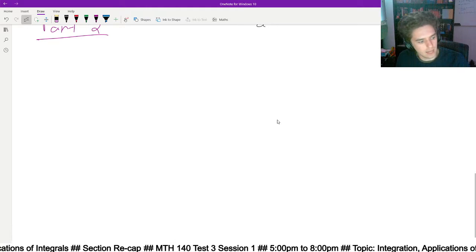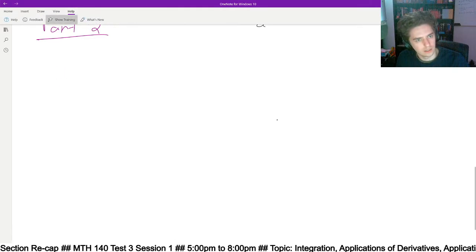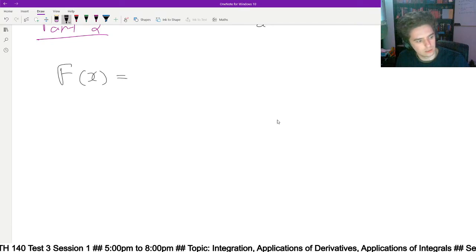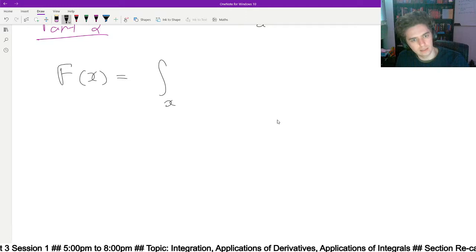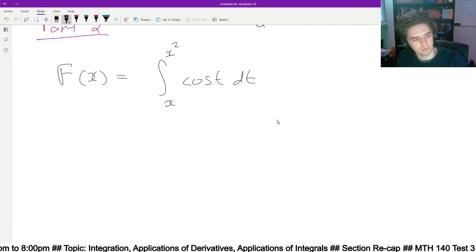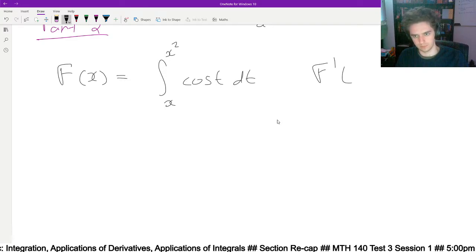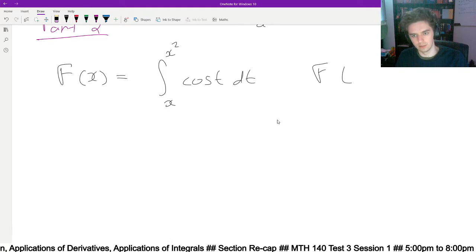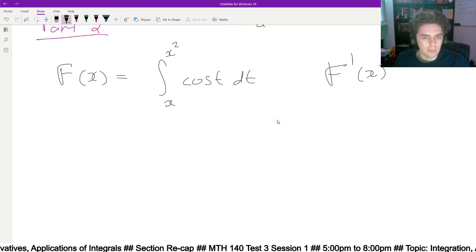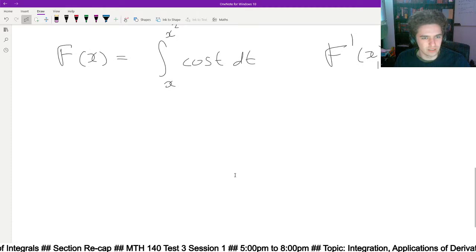So let's say that capital F of x equals the integral from x to x squared of cos t dt. Okay, and we're looking for capital F prime of x. I'm kind of skipping a few examples here, so we're going to go a little forward.